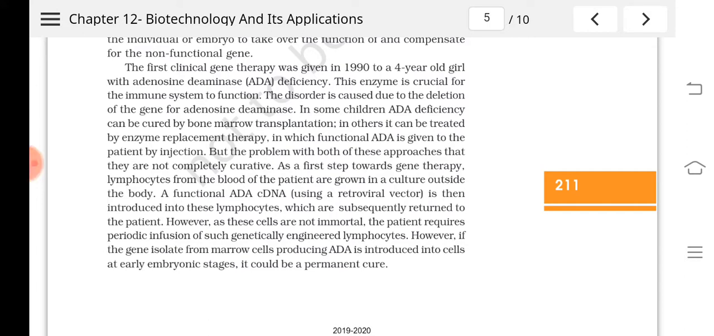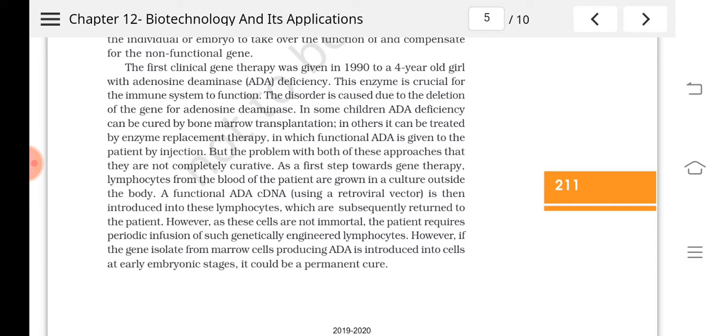So in this method, what we are doing is taking the lymphocytes from the blood. Lymphocytes means what? WBCs, isn't it? From the blood cells, blood of the patient will be grown in a culture outside the body, and then into that a functional ADA cDNA, means a DNA fragment or gene which is responsible for the production of ADA, will be introduced.